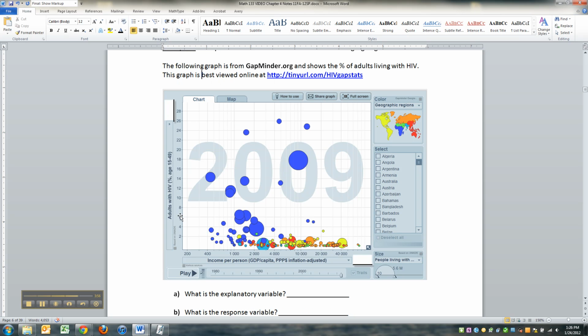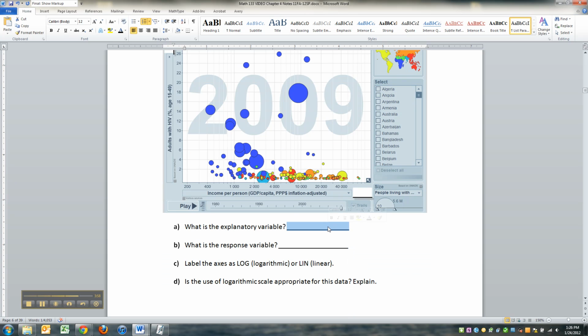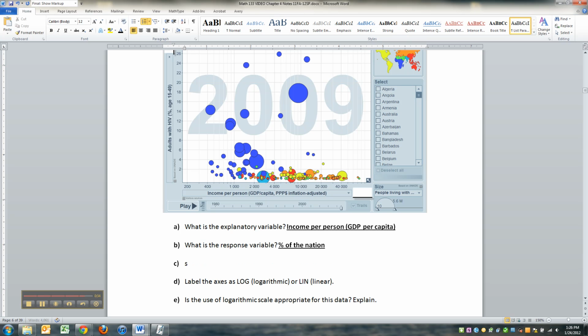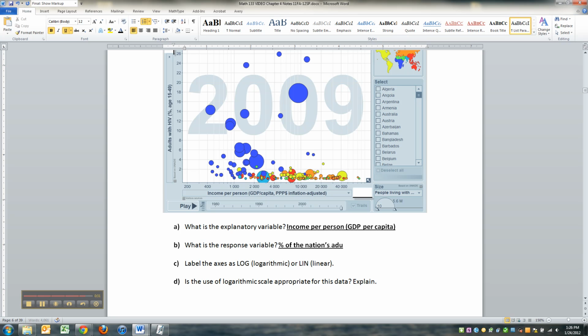This is the adults that have HIV. Matter of fact, let's do this. The explanatory variable is income per person, GDP per capita, just like before. We've seen that before. Right? It's the wealth of your nation. And the response variable, look, is the adults with HIV, and then it says percent age 15 to 49. So it's the percent of the nation's adults living with HIV. Oh my gosh, HIV, I could spell.